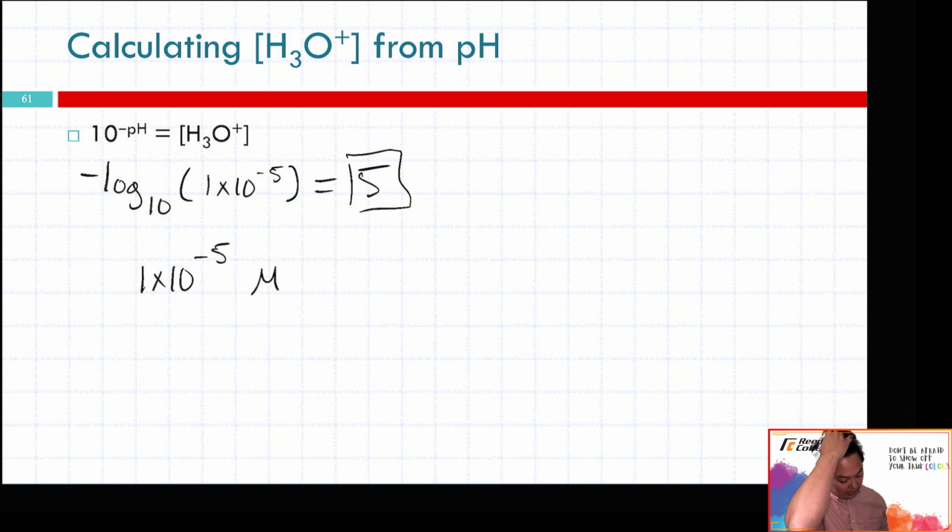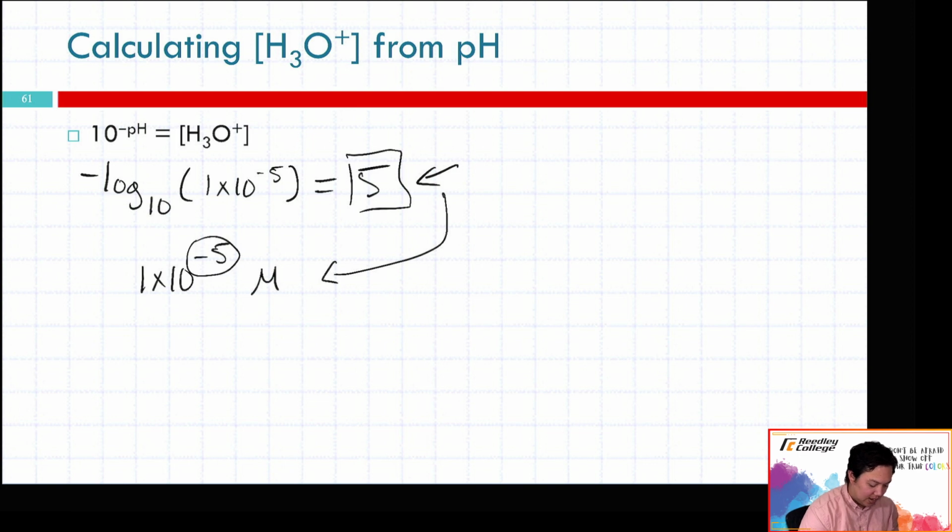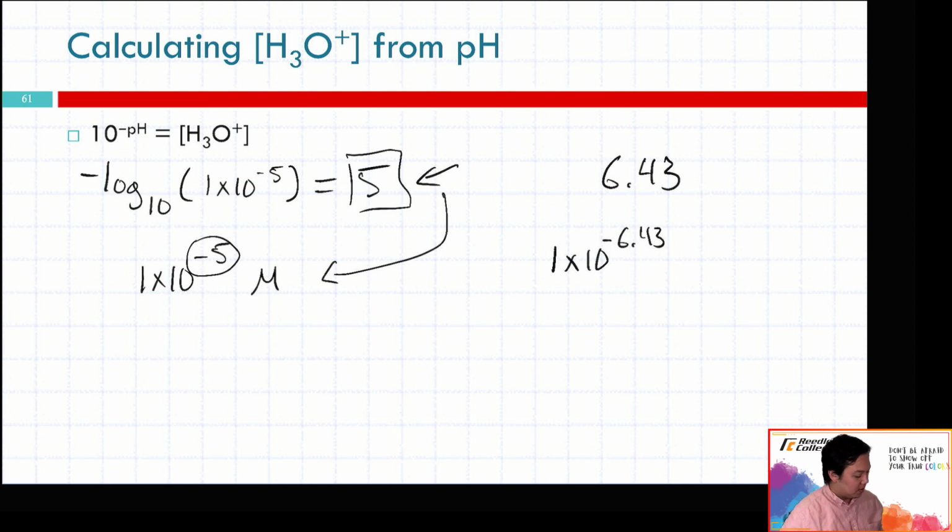Right, so the negative log base 10 of some concentration equals 5. If we want to go back from the pH to the concentration, then we just raise 10 to the negative pH. So here, 1 times 10 to the negative 5. But you can also get something like 6.43. It's the same thing, but you'll type it into your calculator as 1 times 10 raised to the negative 6.43. And what you'll want to report as your answer is the result of that.